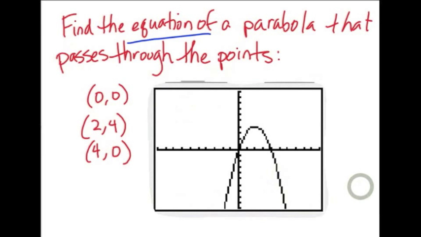So it said, find the equation of a parabola that passes through the points (0, 0). Well, (0, 0) would be right there. (2, 4). Let's go 1, 2, and then up 1, 2, 3, 4. Right there. And (4, 0). 1, 2, 3, 4.